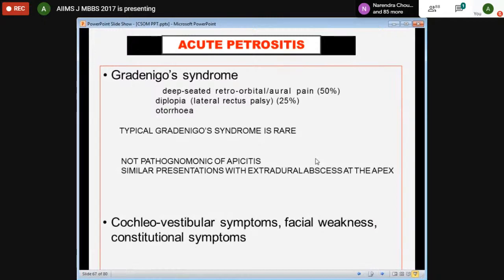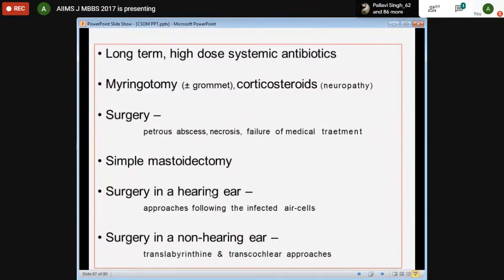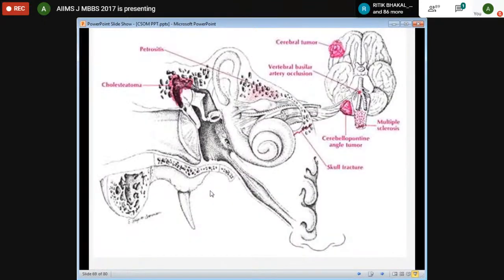Other symptoms are facial weakness, because the facial nerve is involved, vertigo, if the labyrinth is involved, and oculovestibular symptoms. These are less commonly found. The main things are pain, ear pain and diplopia. So what is the treatment? Treatment is surgery and IV antibiotics. Surgery can proceed around the labyrinth if these air cells are involved, and around the cochlea if the anterior air cells are involved.